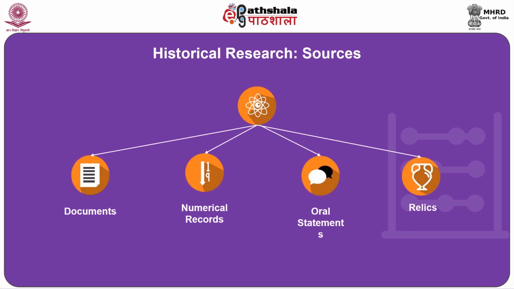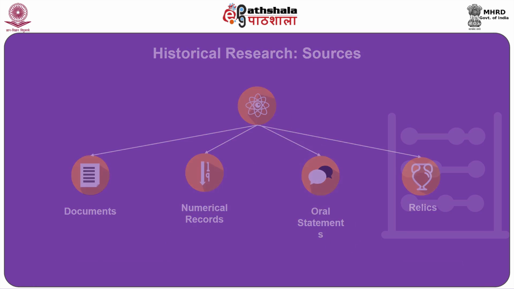Now, we will move to sources of historical research. Among these, the number one is documents. These are written or printed materials that have been produced in one form or another sometime in the past. Examples: printed or written books, papers, literature, magazines, autobiographies, personal letters and diaries, etc.